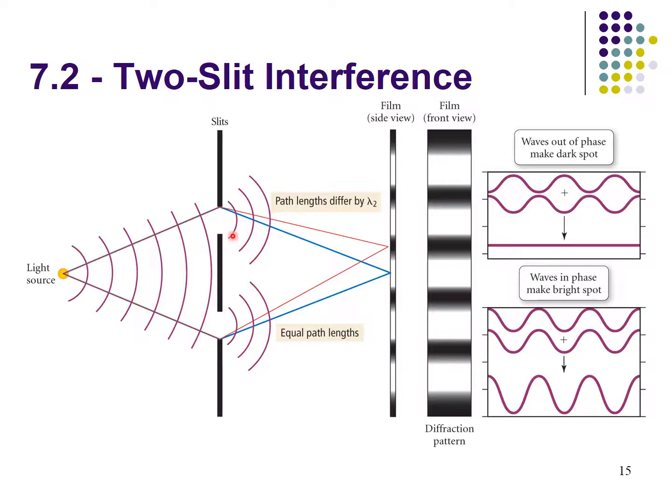If there's two openings, then the diffraction will occur through both openings. As these waves run into each other, we're going to get constructive interference where we see the white patches and destructive interference where we see the black patches.